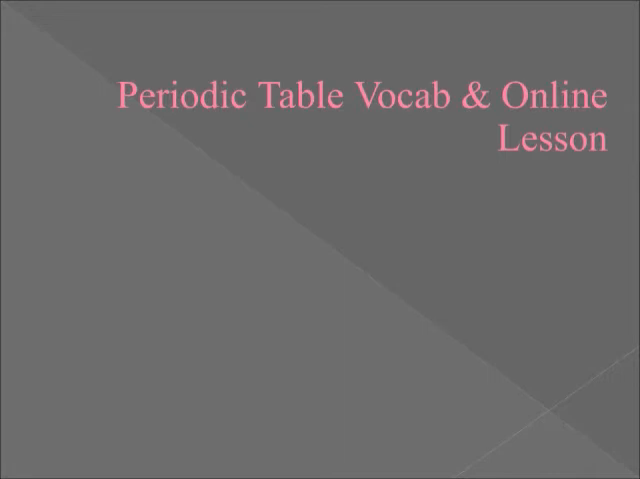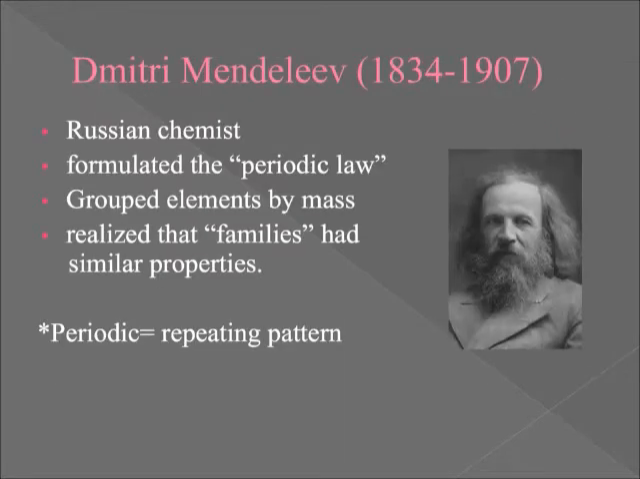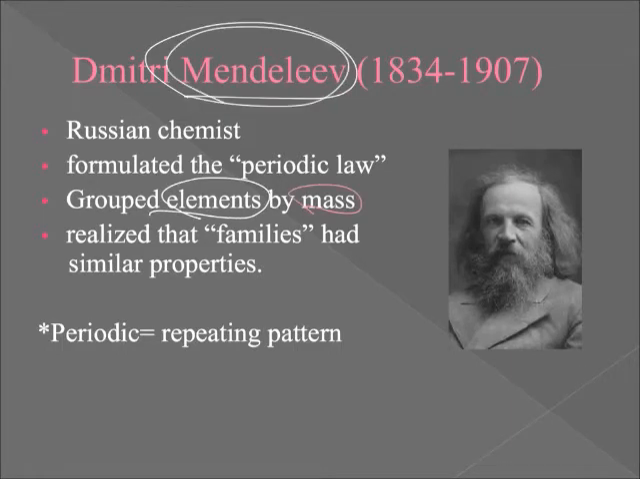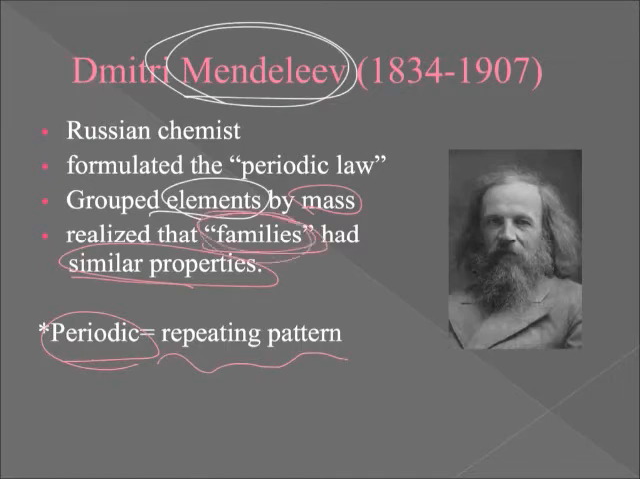The first periodic table was formulated by Mendeleev, who grouped the elements together by their mass. He discovered that the elements in the same groups had similar properties. Have you ever wondered where the periodic table got its name? Well, period or periodic means a repeating pattern. So he discovered that the elements in the same families had repeating similar patterns.